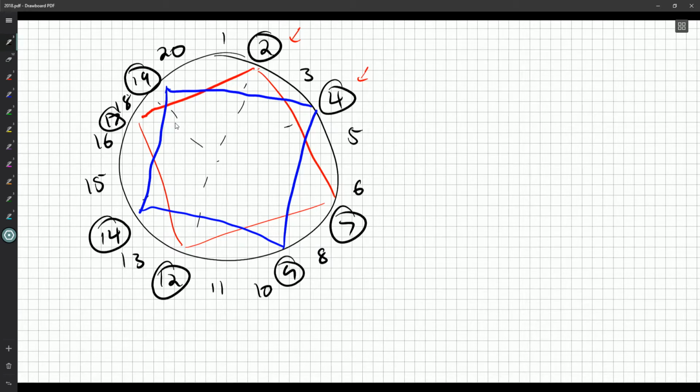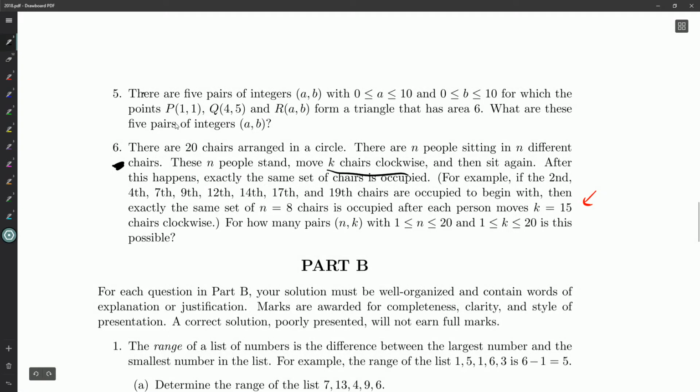All right. So I understand their example here. 8 chairs, those 8 chairs, and 15 clockwise. Now what do we want to know? For how many pairs (n, k), with n between 1 and 20 and k between 1 and 20, is this possible? So we don't actually care about the specific configuration of 2nd, 4th, 7th. That doesn't seem to matter. All they're saying is, if n is 8 and k is 15, there's a way to do it.